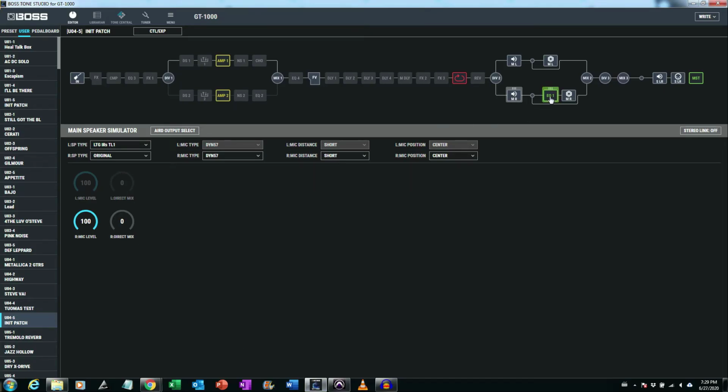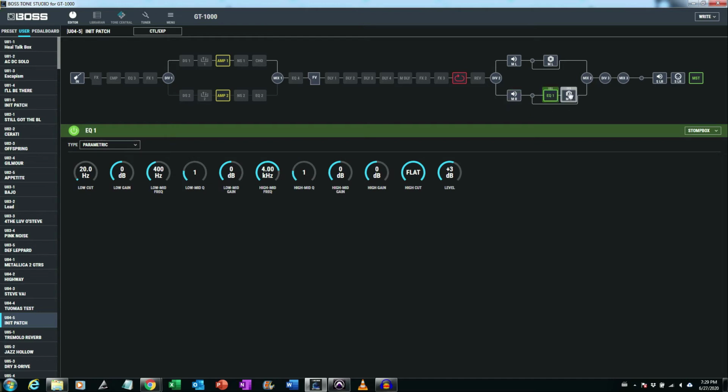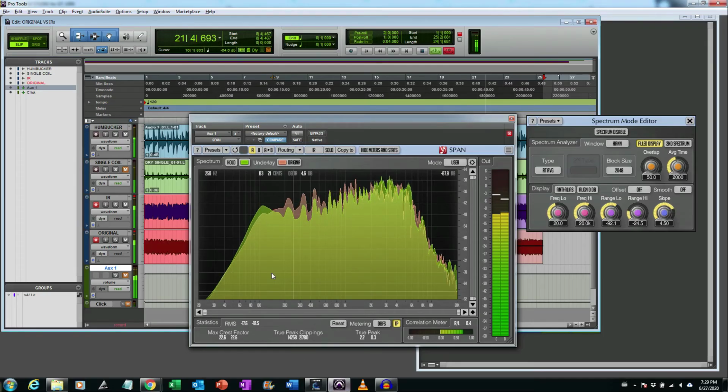And I think I have the equalizer here for the right channel. So if I move to 125, you can see that now they're more similar. Okay?